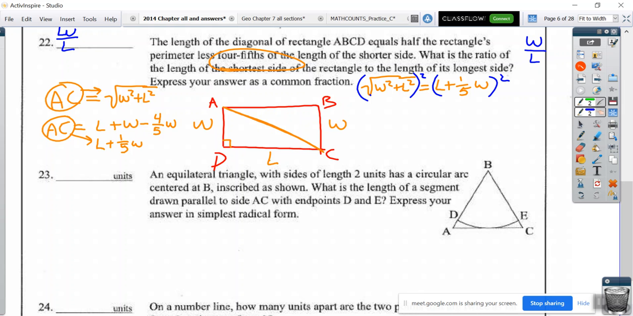It's W squared plus L squared, right? Yeah, there you go. Okay. So this one's a little bit trickier. We've been squaring binomials in math class a whole lot.